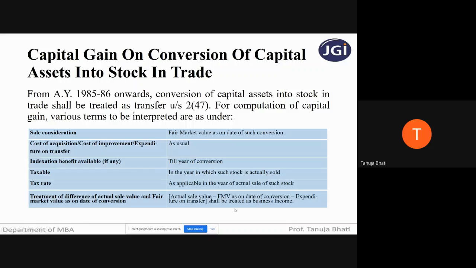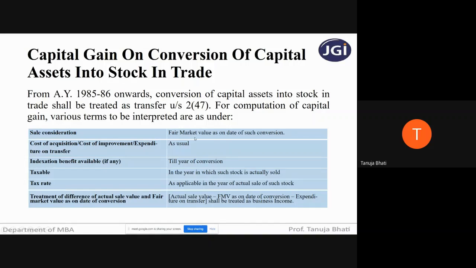So how do you identify what is the profit or loss on the stock? Whatever actual value you're selling the stock at, minus the fair market value of that stock as on the date of conversion. If you subtract the two, you will get the business income, and this business income will be liable to tax under the head profits and gains from business or profession.